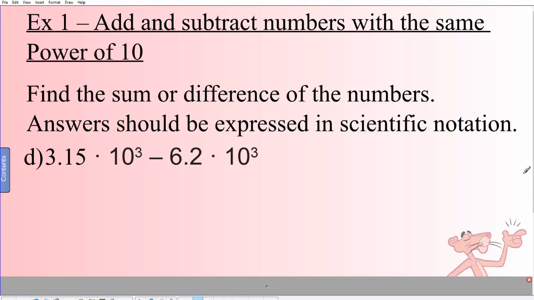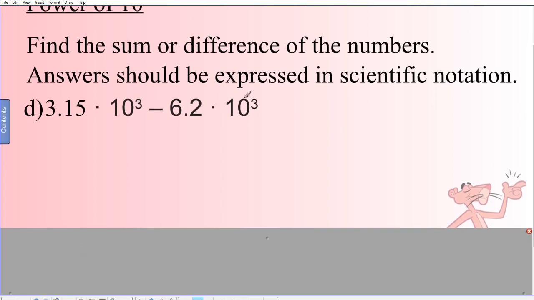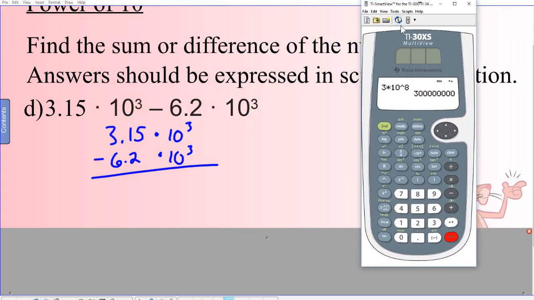Okay. Again. Letter D. Same deal. We have the same power of 10 again, so I'm going to subtract. This is 3.15 times 10 to the third minus 6.2 times 10 to the third. Now, I have been doing these all by hand without breaking out the calculator, but there's nothing that says you can't use the calculator. In fact, I'll be honest, I don't really want to subtract this by hand. I could. I don't really want to.